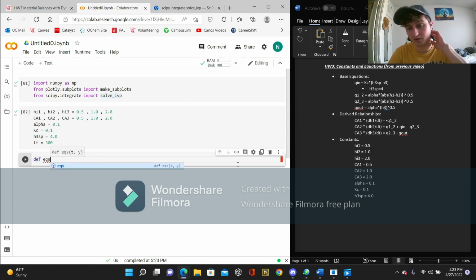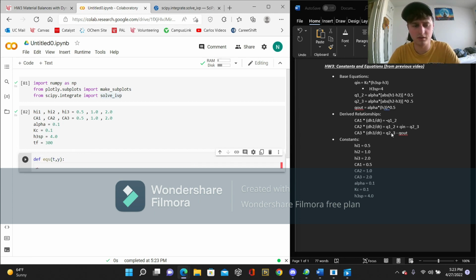Now, what we want to return is dH1, dH2, dH3 divided by dt. So we need to solve for that, which means we need to determine Q1, Q12, Q23. So we are going to define our equation according to solve_ivp and just follow its inputs. Since we have 3 different differential equations, 3 different tanks, and 3 different heights, we need to unpack this y.